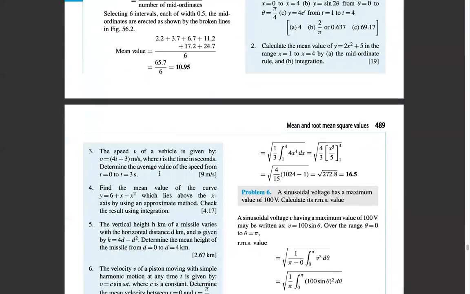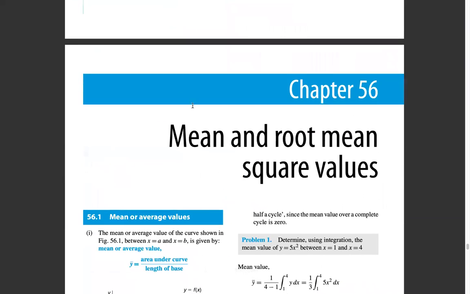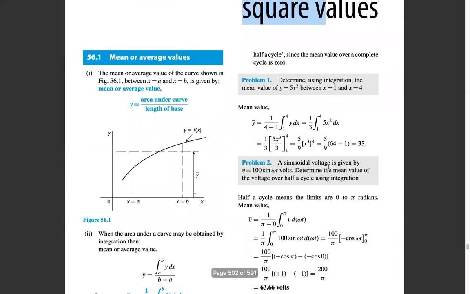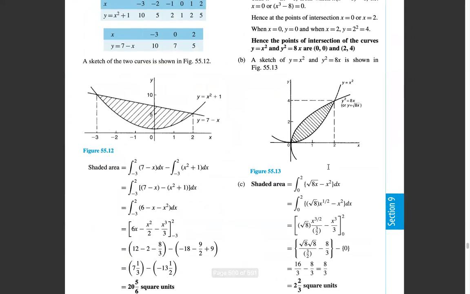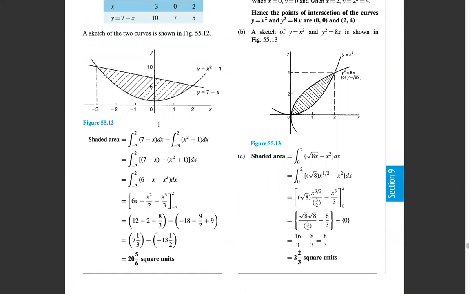I wouldn't bring anything like root mean square values either, but it's still standard integration. So I may not bring chapter 56, right? It will be really 55, 57, 5 and 57. And you see here is a lot of substitution. Look at this question here, the shaded area, right? Once you figure out what the integral for the shaded area is, you just integrate and you get this.